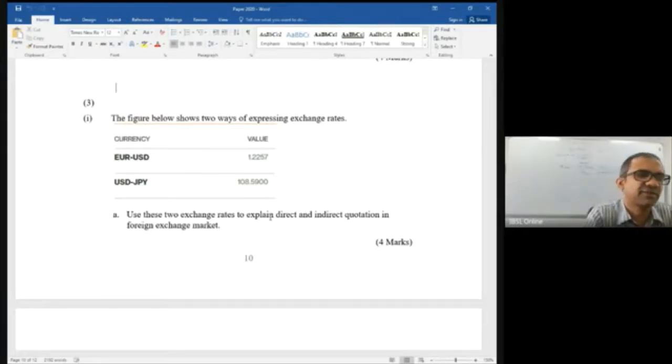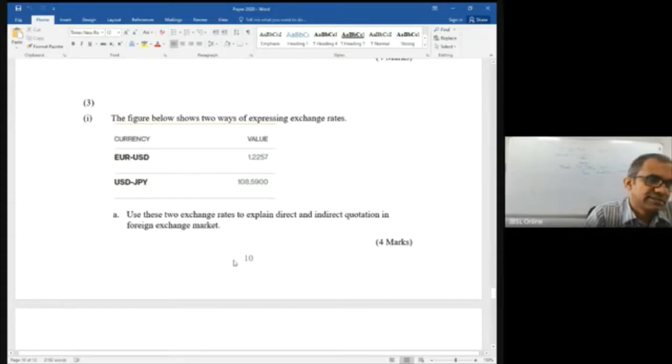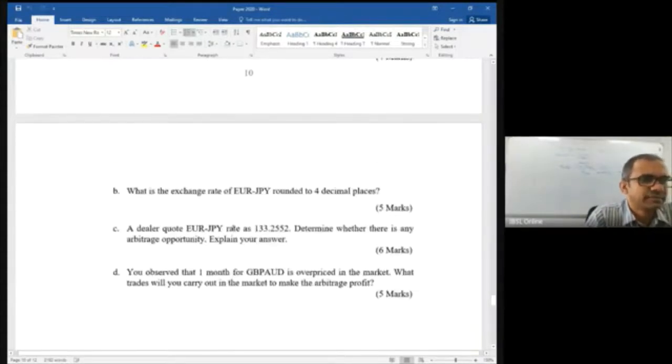So if it is a direct quote, how do you define it? The base currency is going to be the USD. When the base currency is the US dollar and we give the value of $1 in the other currency, then it's the direct quote. Then euro-dollar is the indirect quote example. In that, the dollar becomes the counter currency. That's the answer that you have to give.